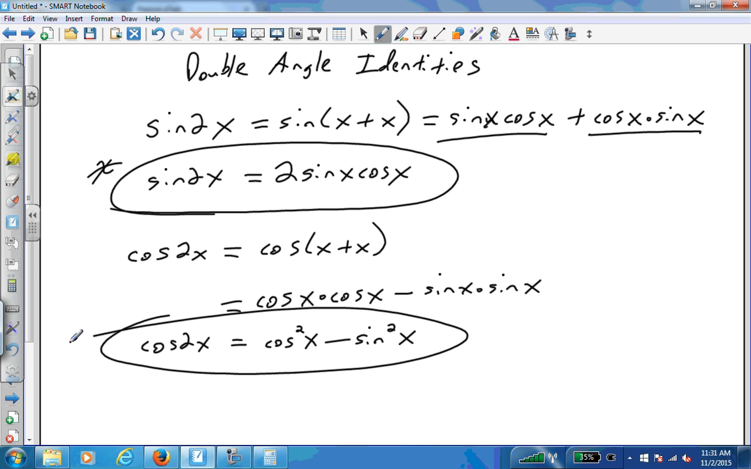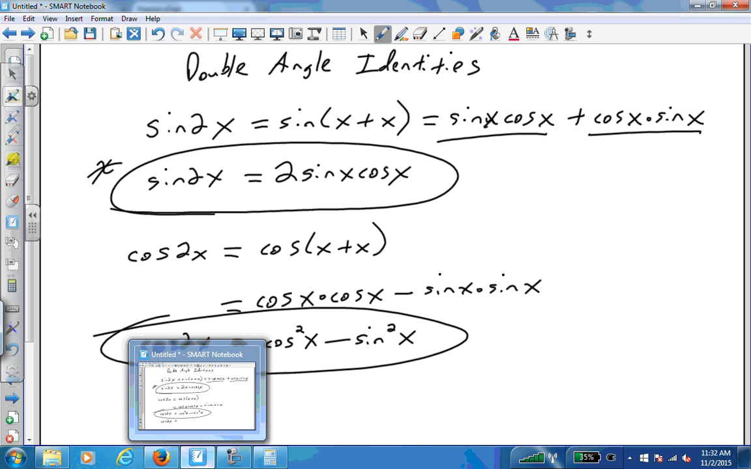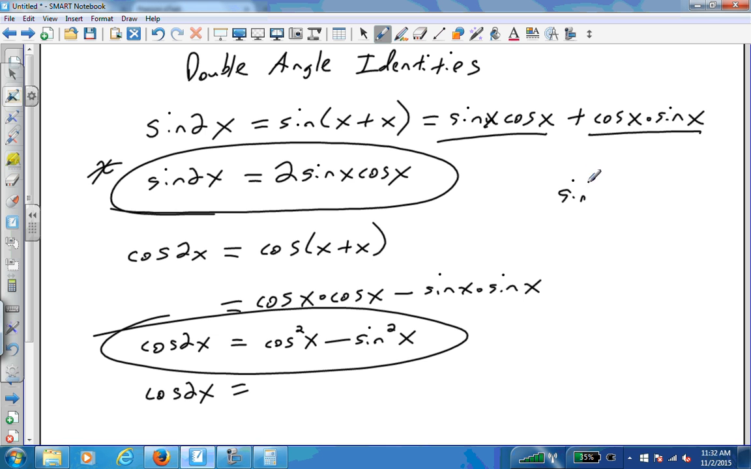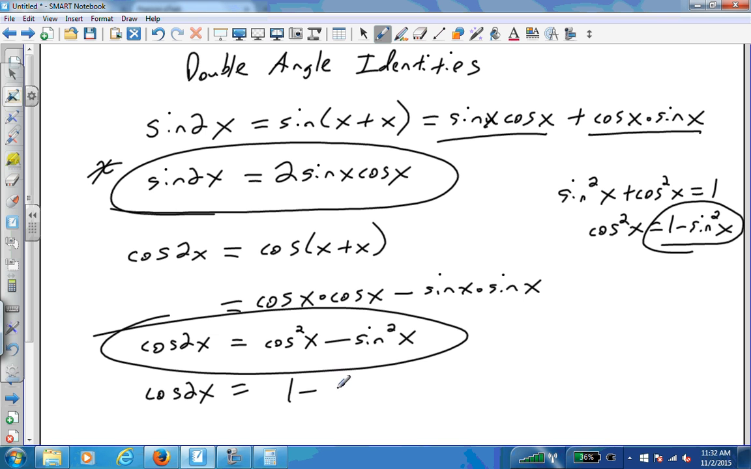Now it turns out that if you look in your book, the ebook online, they actually give us 3 different versions of cosine 2x. Remember the first Pythagorean identity? Sine squared plus cosine squared equals 1. If we isolated, let's say, cosine squared, we could subtract sine squared from both sides. And if we replaced cosine squared with that value, we would get 1 minus 2 sine squareds.